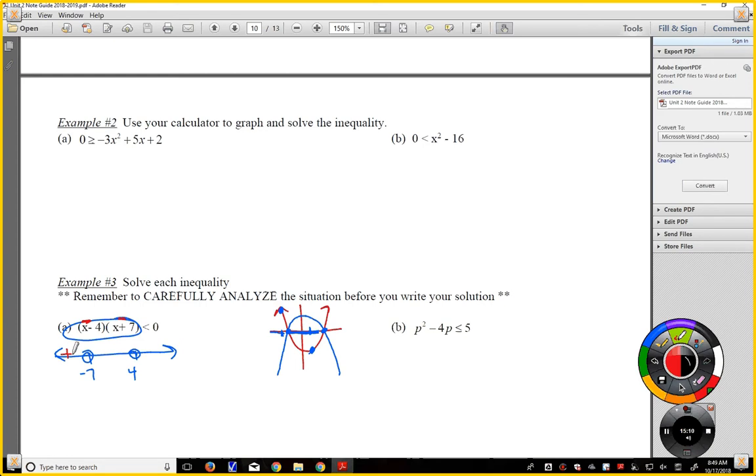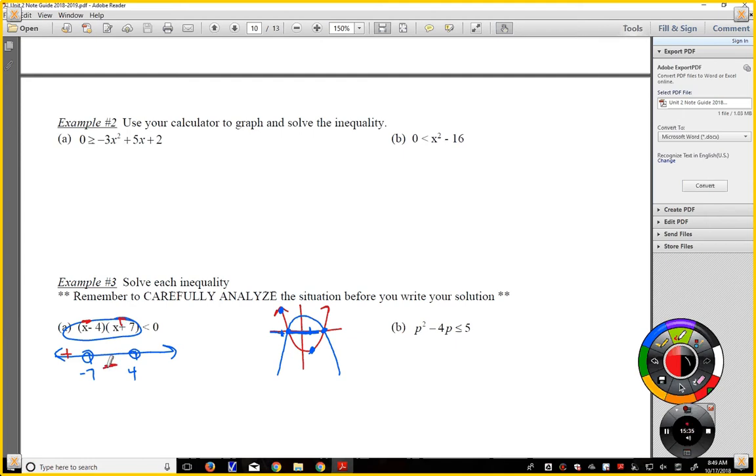Okay. Now pick a number between negative 7 and 4. Okay. And we're going to look at the same thing. If the number is between negative 7 and 4 and you subtract 4, what do you get? Negative still. What about if the number is between negative 7 and 4 and you add 7 to it? You get a positive. Okay? And that negative times that positive will make a negative.